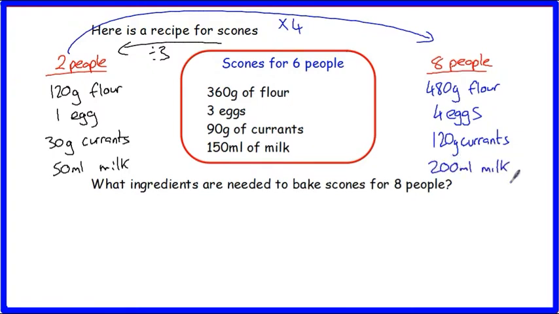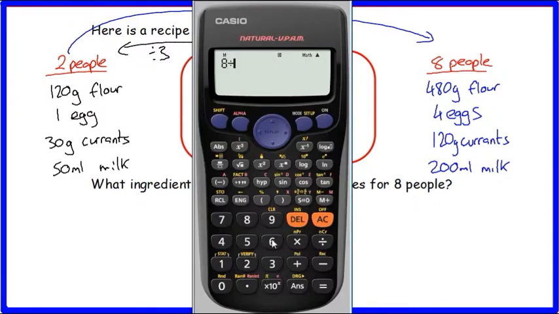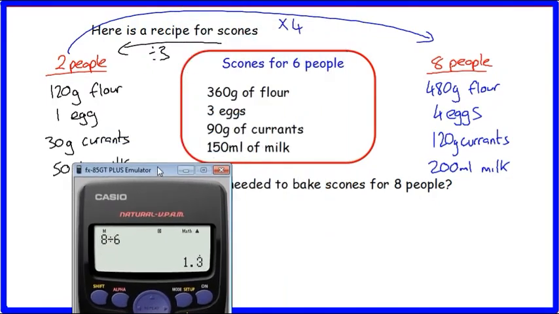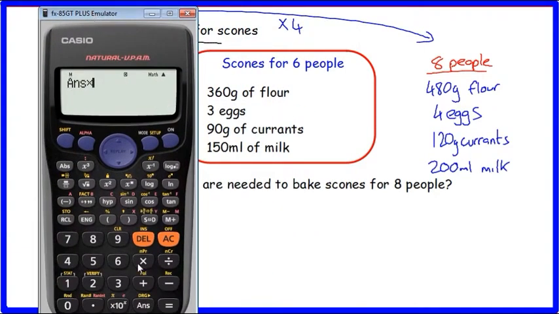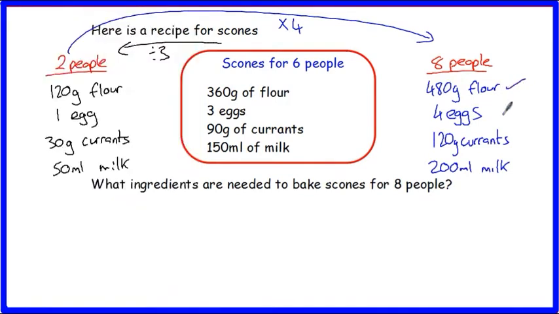Now, it's 8 divided by 6. Check this works. 8 divided by 6 is 1.3 recurring. So if I took that and multiplied it by 360, that would also get you these answers.